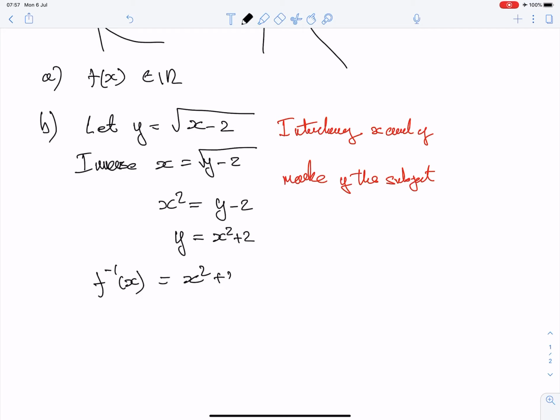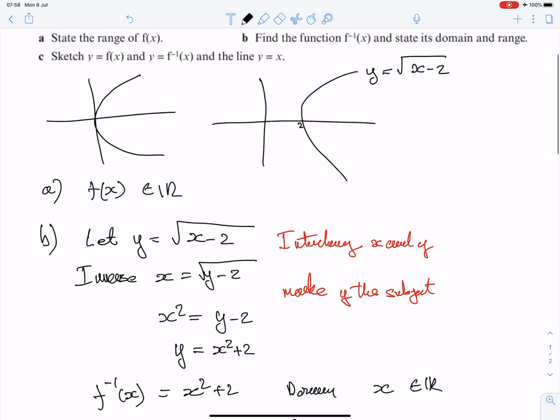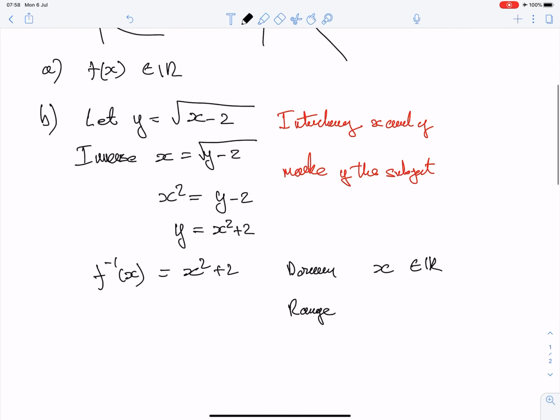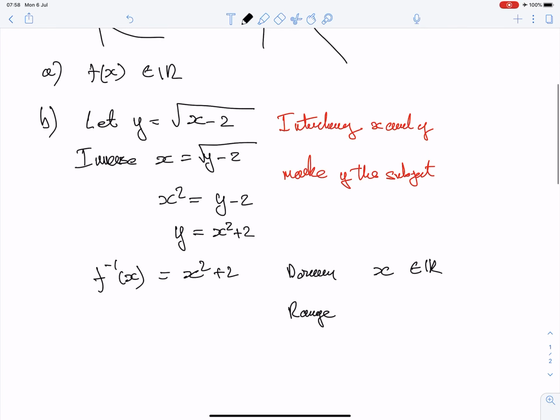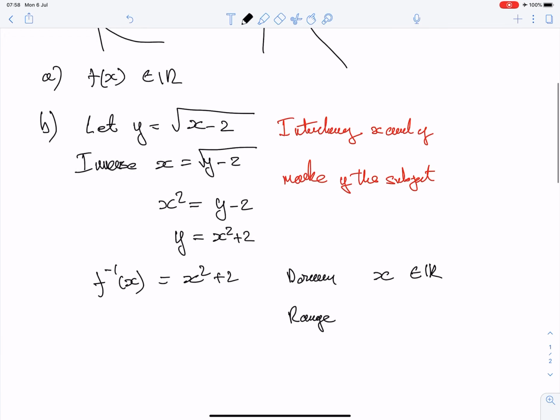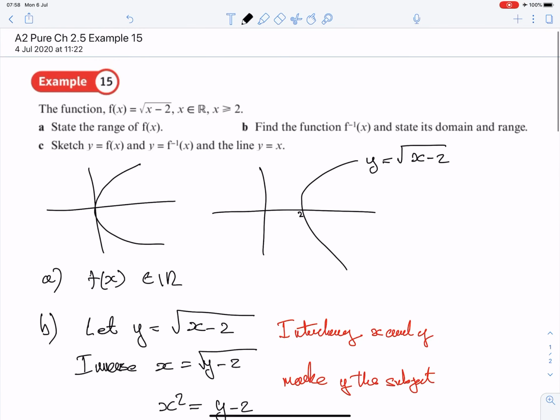Its domain will be the range of the original function, so x is a member of the set of reals, and the range has got to be the same as the domain of the original function, using the same logic as before, because range goes to domain, and therefore domain goes to range. So the range of f inverse of x is the domain of the original function.